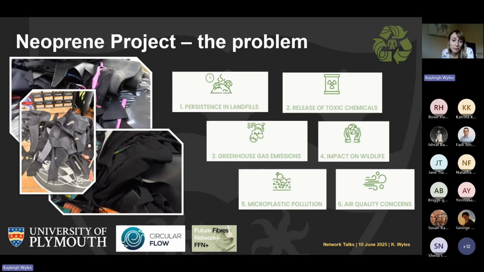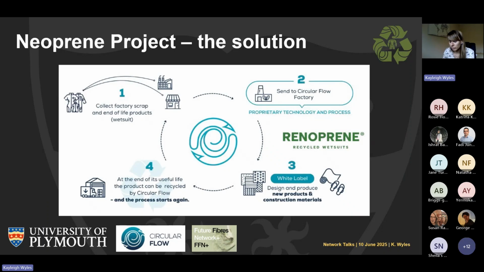So we need to address this. We need to try to work out how can we make neoprene more sustainable or more circular. And this is where Circular Flow comes in.